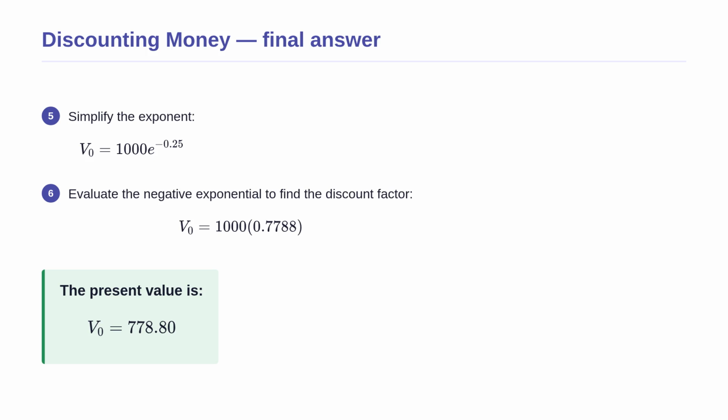When we evaluate this negative exponential, we get a decimal less than 1, approximately 0.7788. This is our discount factor. It tells us that a dollar in 5 years is only worth about 78 cents today. Multiplying this by 1000 gives a final present value of $778.80. Receiving $1,000 in 5 years is mathematically identical to having $778.80 in your pocket right now.